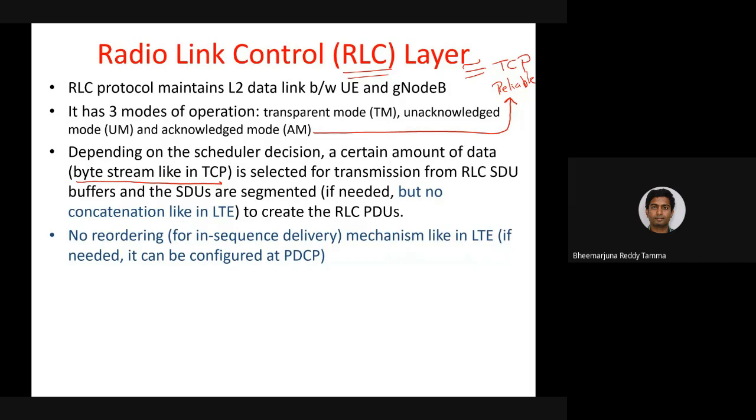And one major difference between RLC in 4G and 5G is that there is no concatenation in 5G, unlike in 4G. The reason they have removed the concatenation is to reduce latency. Concatenation is good, especially when you have small size packets, because you can save radio resources, but concatenation also delays the transmission of the data. So because we are talking about some of the URLLC use cases, they have removed the concatenation.